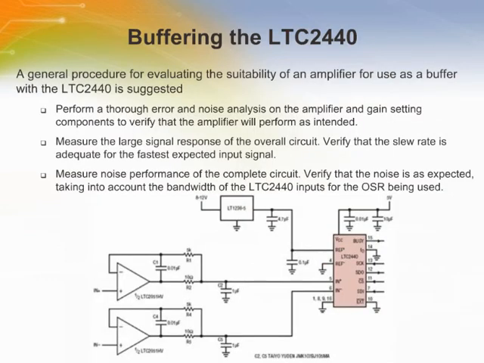Many applications will require buffering, particularly where high impedance sources are involved or where the device being measured is located some distance from the LTC2440. The figure shows a network suitable for coupling the inputs of an LTC2440 to an LTC2051 chopper-stabilized op-amp. The 3 microvolt offset and low noise of the LTC2051 make it a good choice for buffering the LTC2440.